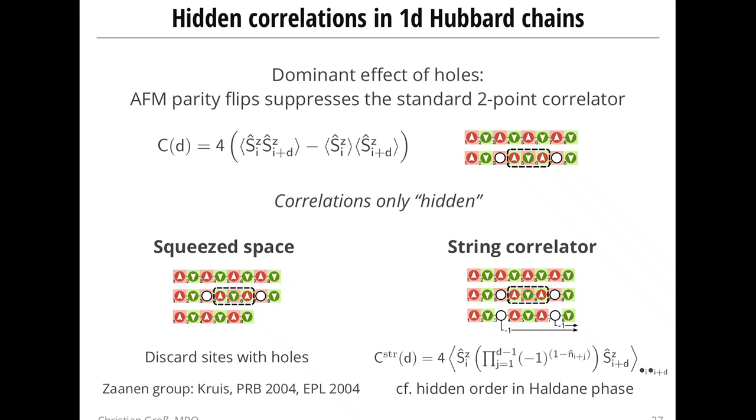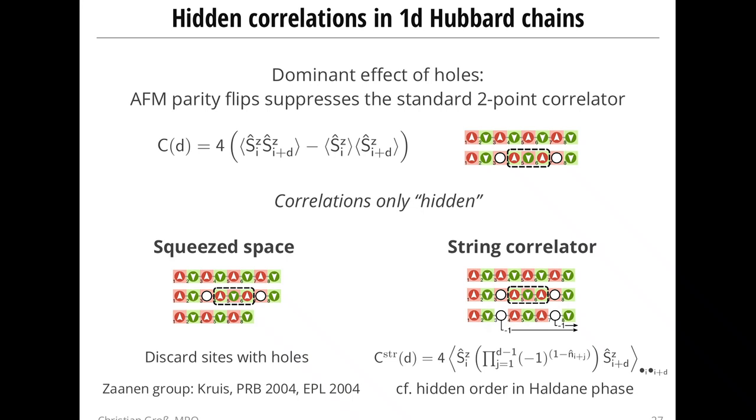And another way, which is largely equivalent, but very interesting because of my comment on topological order parameters, is that instead of squeezing out the holes, we go through the chain, and for each and every hole, we multiply the next sites by a minus one. Basically, we flip their spin in the analysis to have the correlator respect this spin flip around the hole. And that then amounts to measuring a string order correlator, where you have this charged string of the product of minus ones in there.